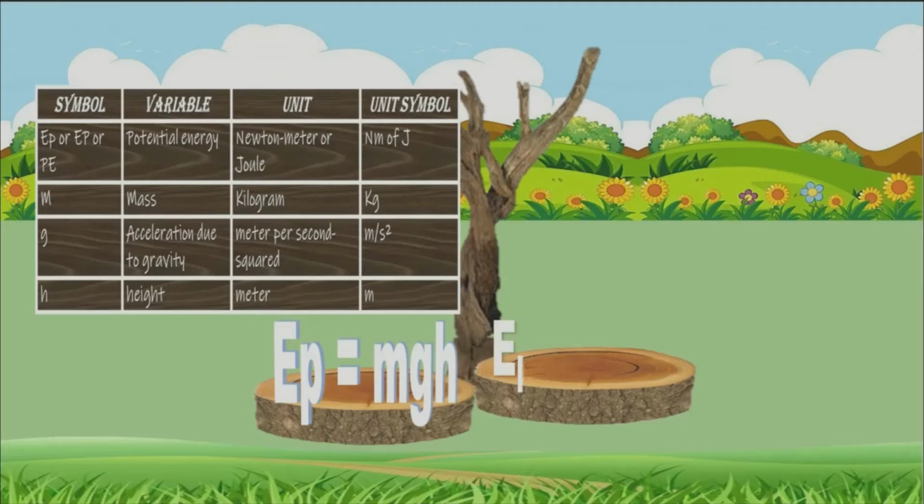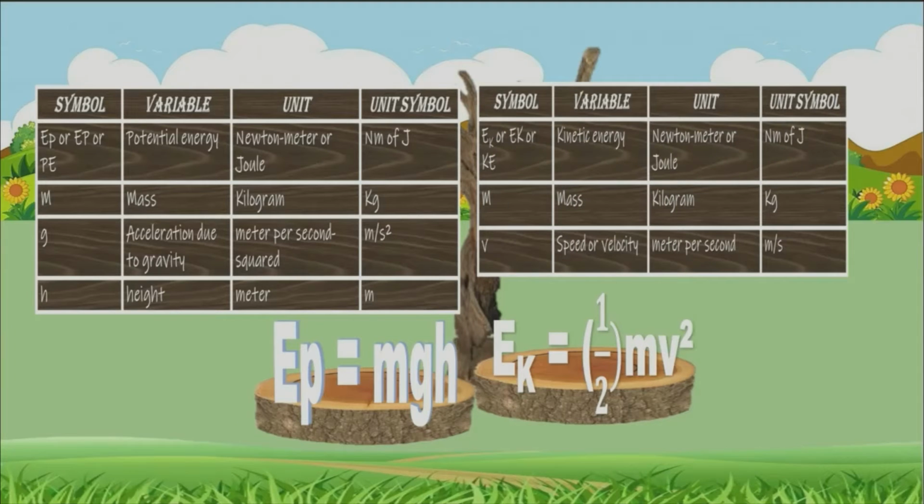Alright, since you already know the general equation of both potential energy and kinetic energy, the next part of the lesson is about solving worded problems. Make sure to follow the steps of worded problems. Let's begin with the word problem on potential energy.